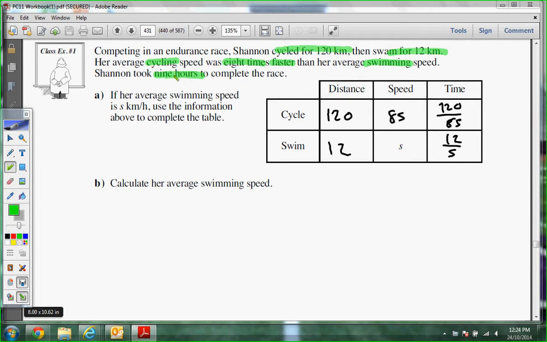We're okay in terms of units because it's in kilometers and we have hours, so we're going to get answers in kilometers an hour. Just keep that in mind in terms of your units. So this is what we're going to have: 120 over 8S plus 12 over S equals 9.